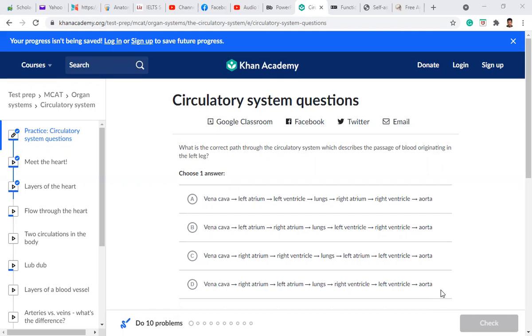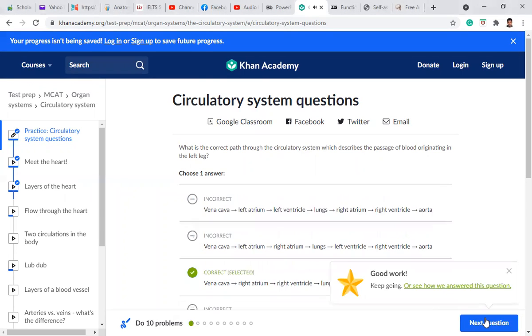What do you think? I'll go with D. So the blood coming from the left leg passes through the vena cava to the right atrium, to the right ventricle, to the lungs to receive oxygen, comes back to the left atrium, and then the left ventricle and the aorta. Okay. C. Good, you are right. Next question.